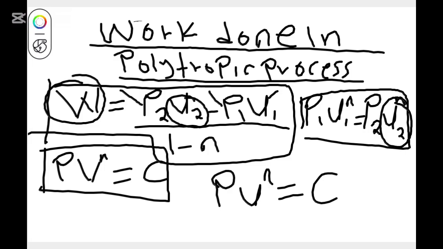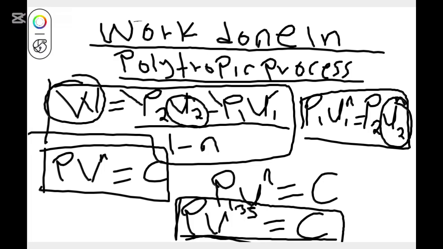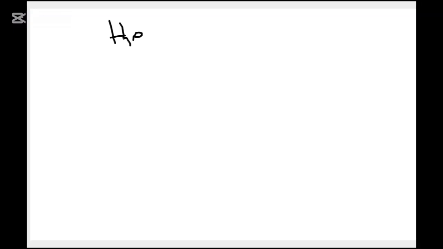the next thing that you are going to do, from the question you might be given something like, let's say, PV raised to the power of 1.35 is equal to a constant. So you might be given this PV raised to the power of 1.35. We have the thermal efficiency.